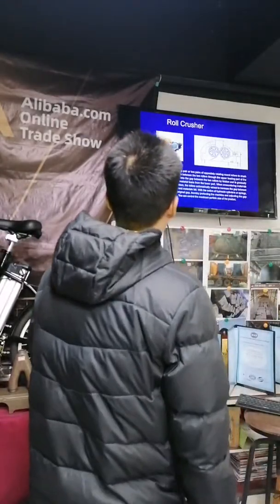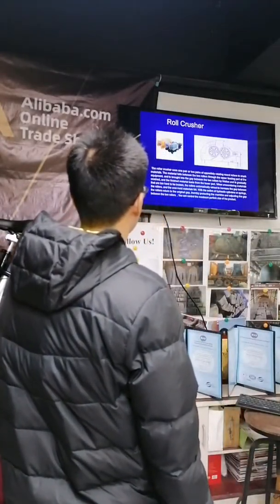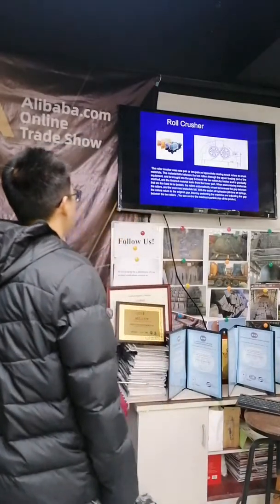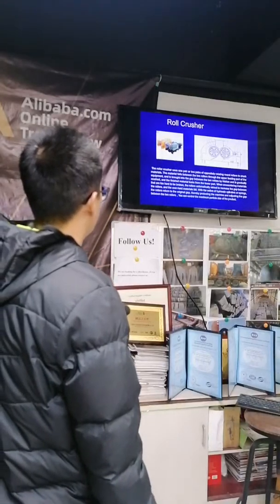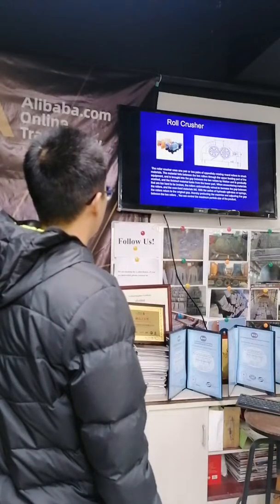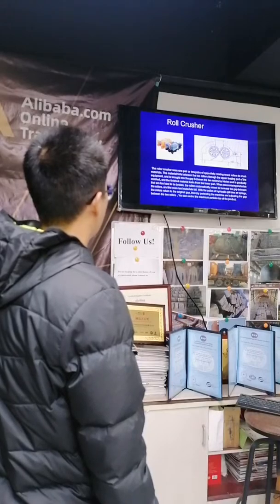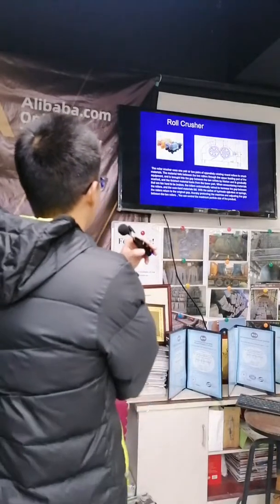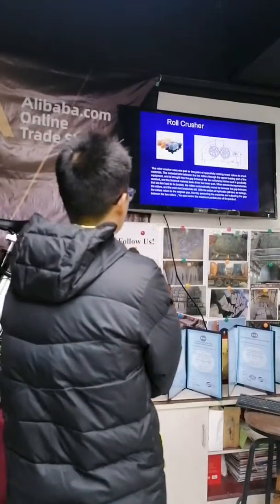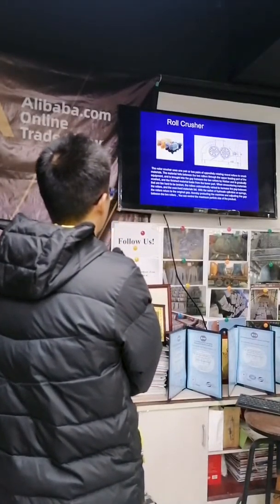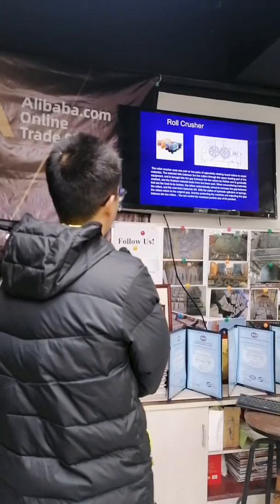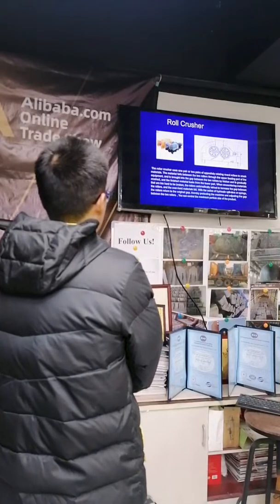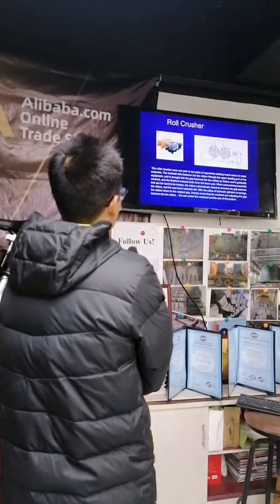The next is the roller crusher. You can clearly see the inner structure of this crusher. It uses one pair or two pairs of oppositely rotating round rollers to crush materials. The material falls between the two rollers through the upper feeding port of the equipment and is brought into the gap between the two rollers by friction and is gradually crushed, and the finished material leaks from the lower part.